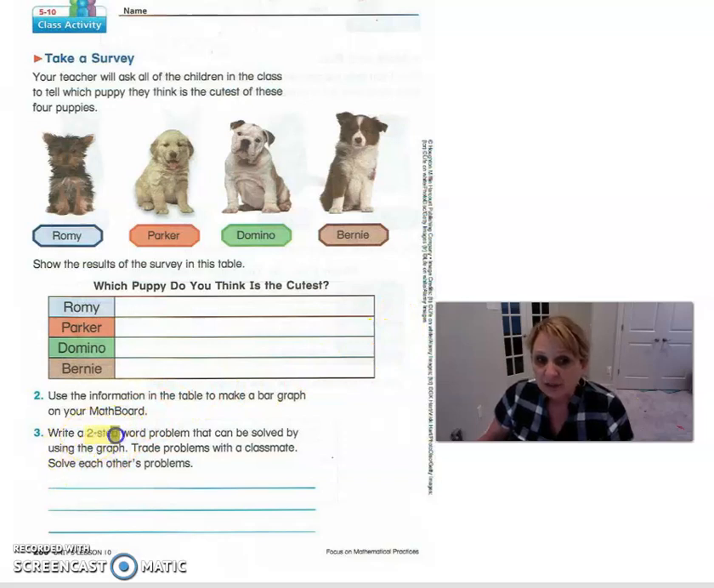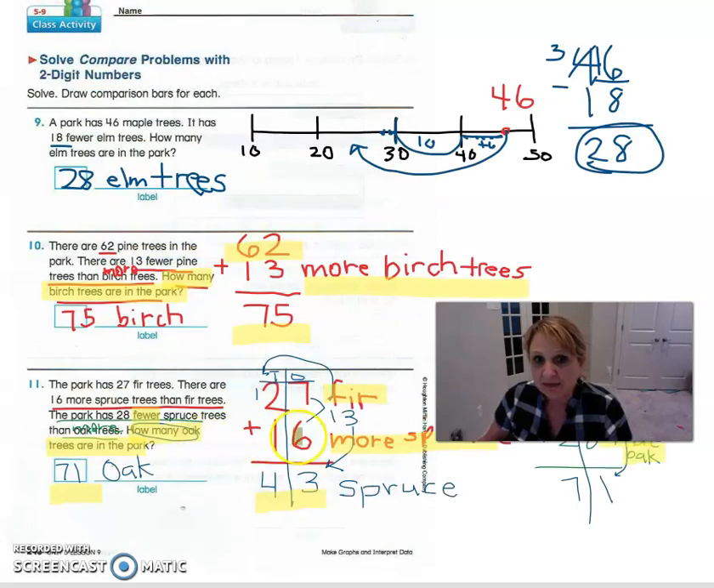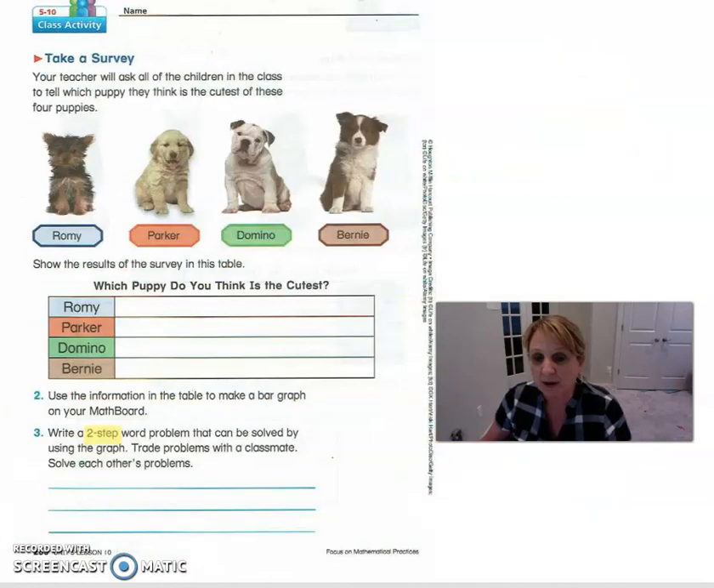Then you need to write a two-step word problem that can be solved using this graph. Now let's look back. This is a two-step word problem, all right? It's going to be a little bit tricky. You might need mom or dad to help you with that, okay? It says trade with a classmate. You're going to have to work with your parents on that one because you don't have a classmate here, all right?